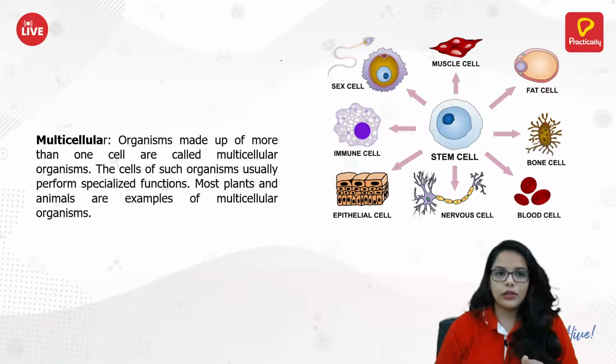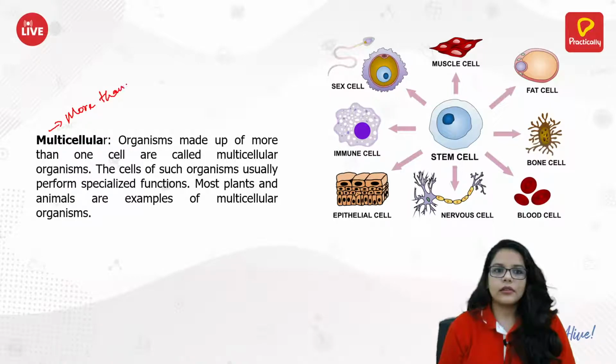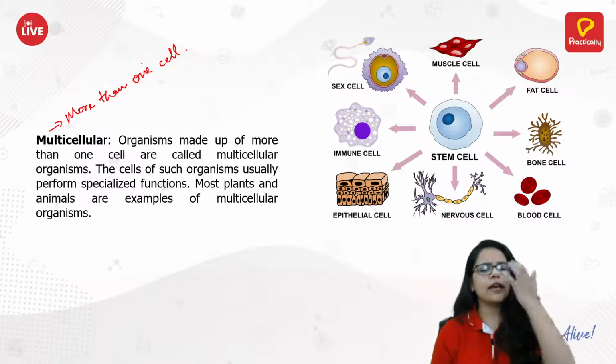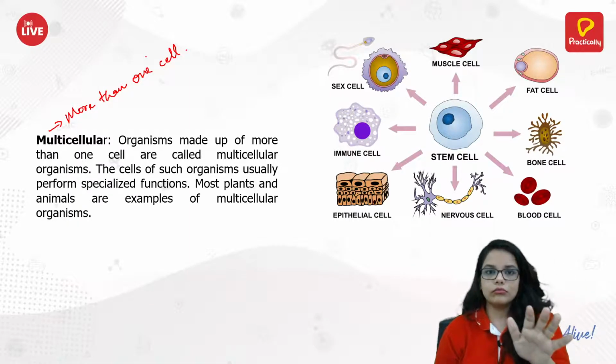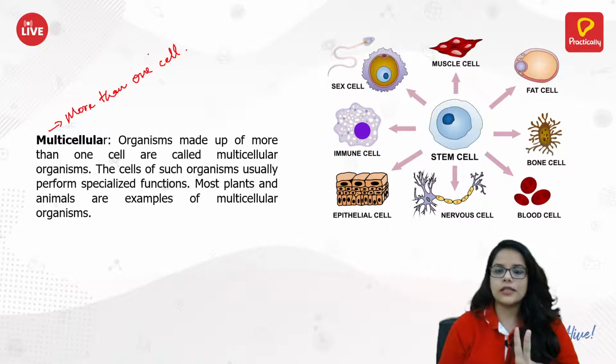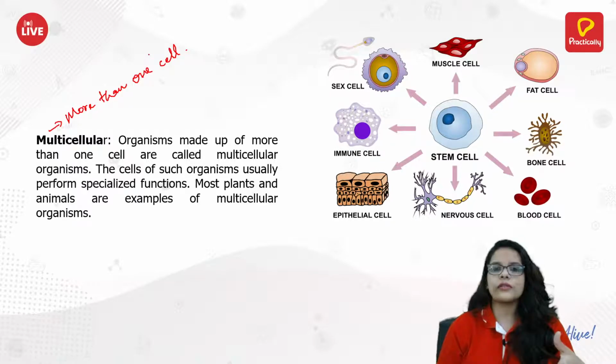We are higher organisms. We call ourselves higher organisms. Why? Because we are multicellular. Okay, so more than one cell. If we consider humans, we are multicellular. We have different kinds of cells. It's not even the number of cells. We have different kinds of cells as well.